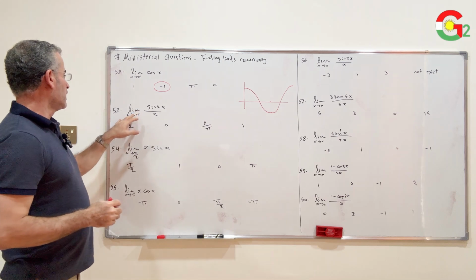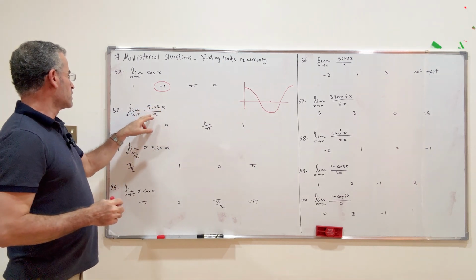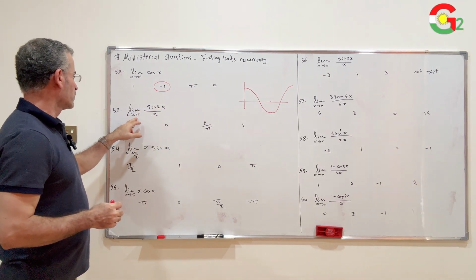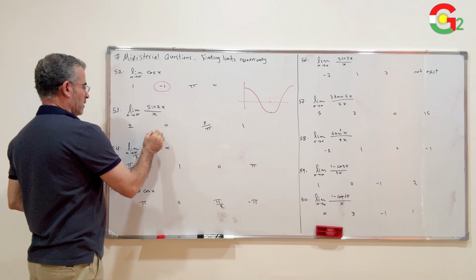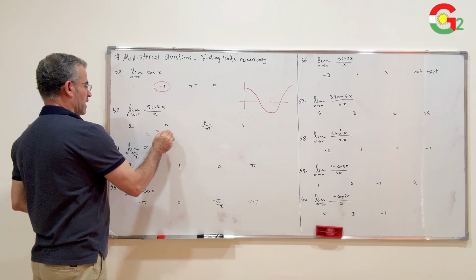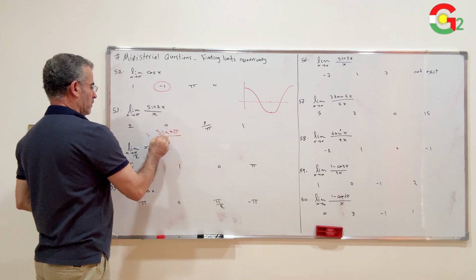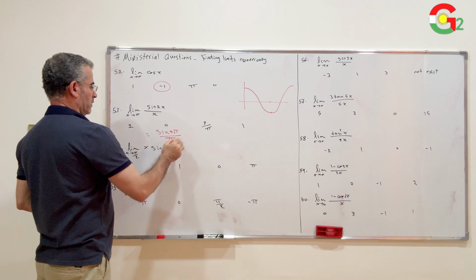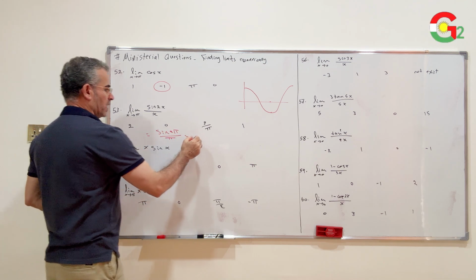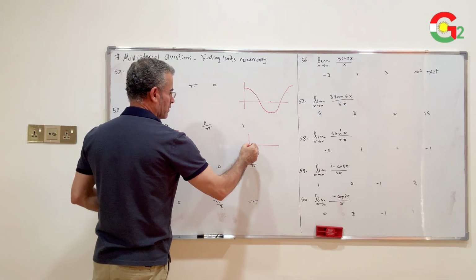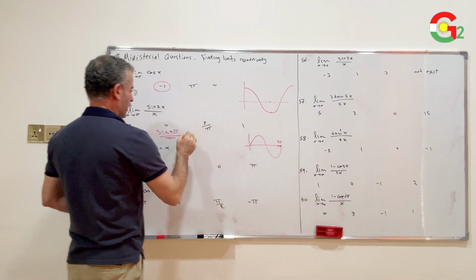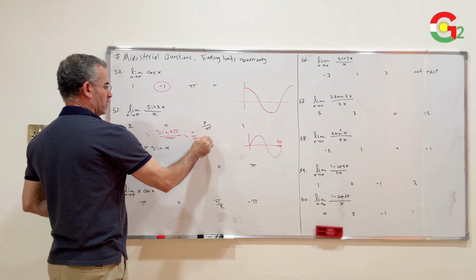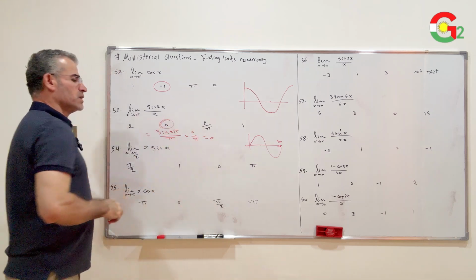53. Find the limit of sine 2x over x when x approaches pi. Substitute every x with pi directly, then the limit will be sine 2 pi over pi. Sine 2 pi is 0. 0 over pi equals 0. Choice B.